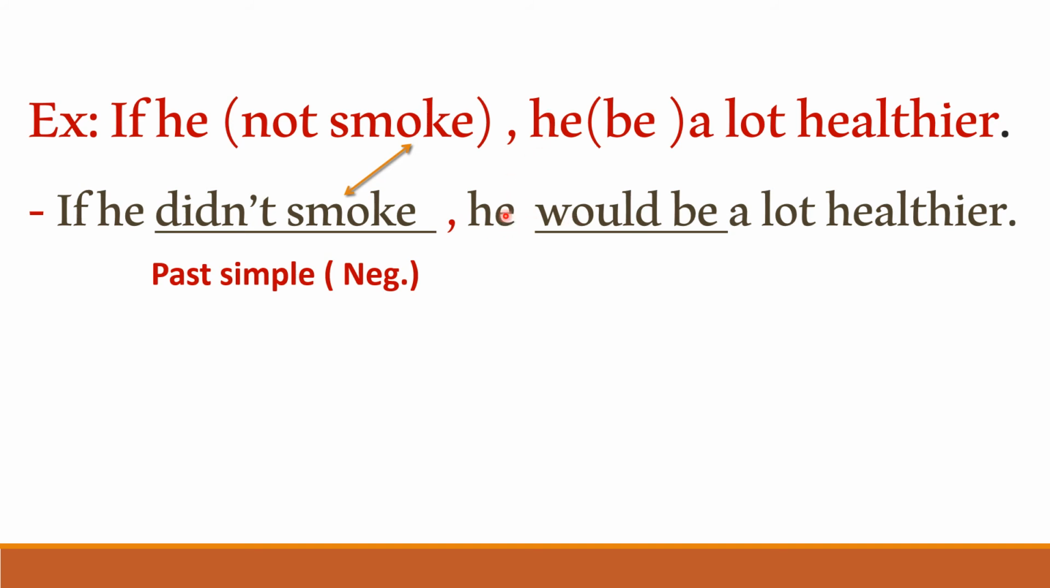The second part is subject plus would plus infinitive. We bring the modal verb: he would. After would we have the infinitive be, which stays as it is. He would be a lot healthier if he didn't smoke. Here smoke is an infinitive, and be is an infinitive. After would comes the infinitive be, and after didn't comes the infinitive smoke.